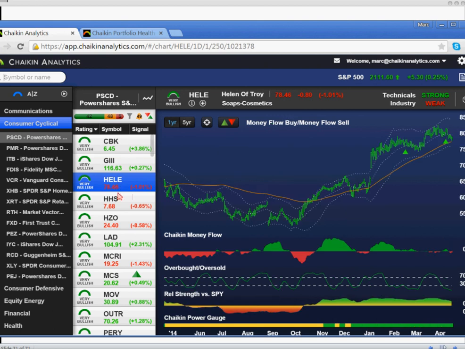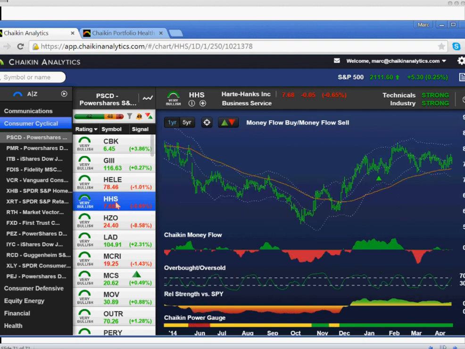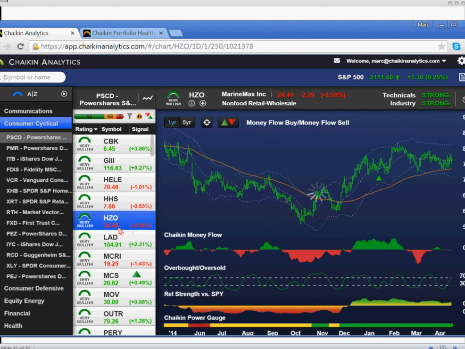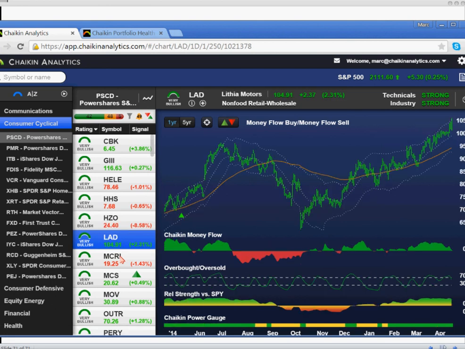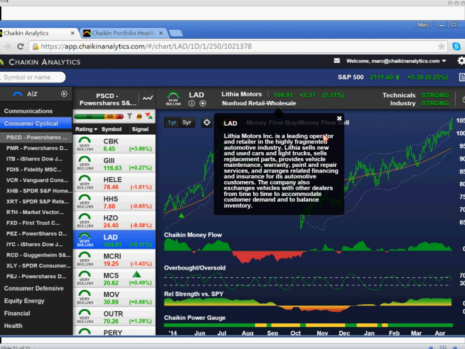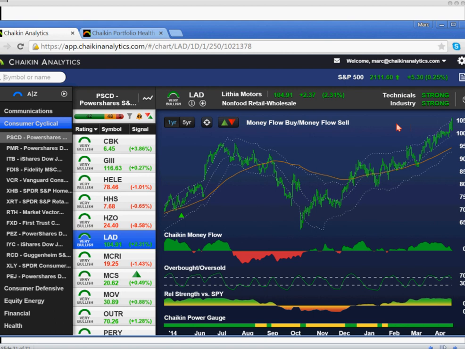Here's Helen of Troy, soaps and cosmetics, consumer discretionary. Some are better than others. You can very quickly zero in on the names that you want to trade. Wow. Lithia Motors. Now, I have no idea what they do, but it's had a bullish power gauge rating off and on. It's been outperforming. So we click on the information button and we find out they're a fragmented automotive industry. So this is similar to AutoNation. They're rolling up dealerships. It's actually looking like it's performing even better than AutoNation, which we love.